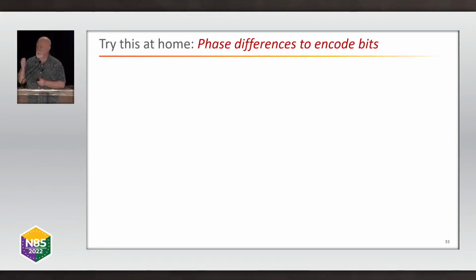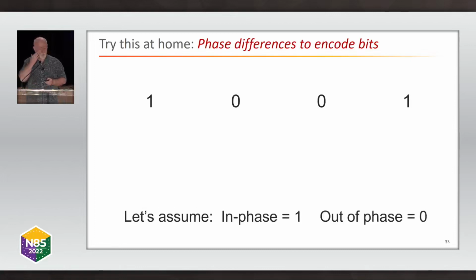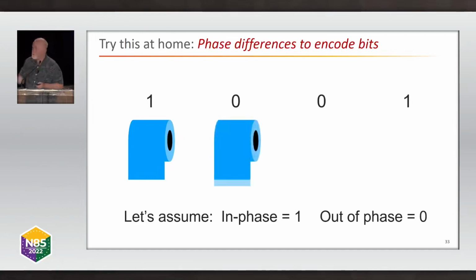to encode a digital signal using phase. So here is the digital signal that we want to encode, 1001. Now, what could we do? Well, if we assume that in phase is a 1 and out of phase is a 0, what household item has phase as a property? Toilet rolls, right? So if you notice, a toilet roll has two layers, right? Two plies. And sometimes you look at the perforation, and the two plies line up, and sometimes they don't.